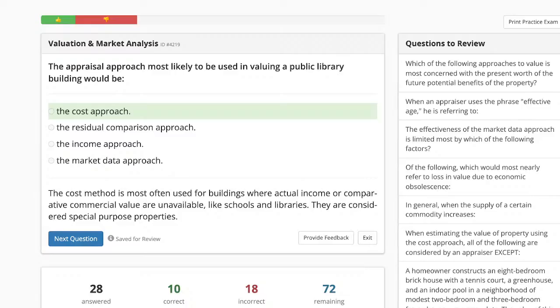What do you guys think? So you got the cost approach, the market data comparison approach, and you have the capitalization income approach.